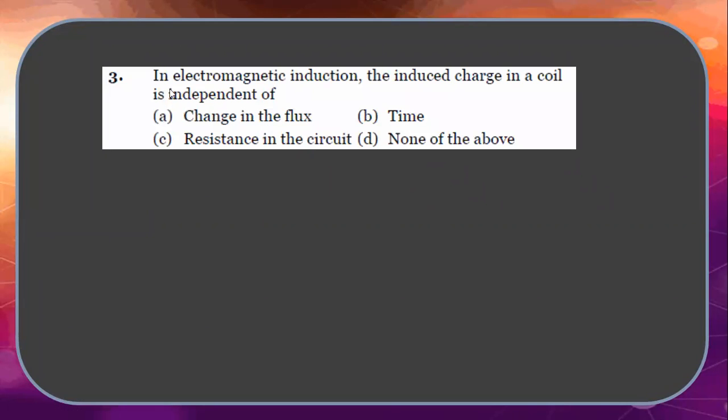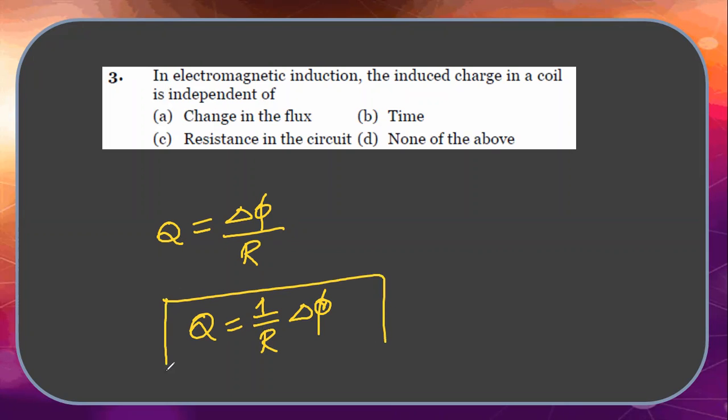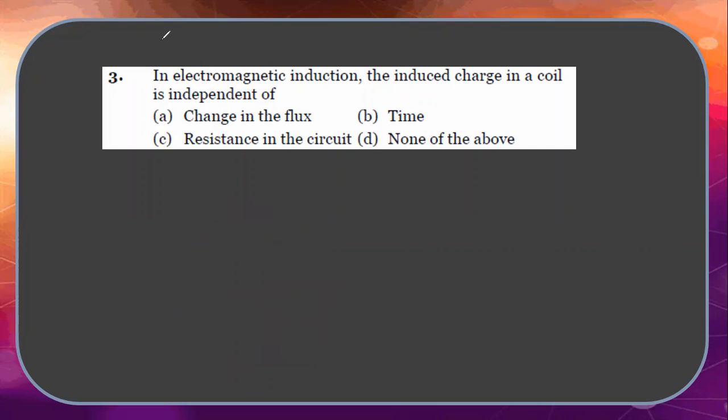Next, in electromagnetic induction, the induced charge in a coil is independent. I have written that formula for the induced charge. What is the induced charge? Induced charge Q is equal to delta phi divided by R. What did I write? Q is equal to 1 by R into, instead of delta phi, I have written d phi, no problem. So induced charge Q is equal to 1 by R into delta phi. This is the induced charge.